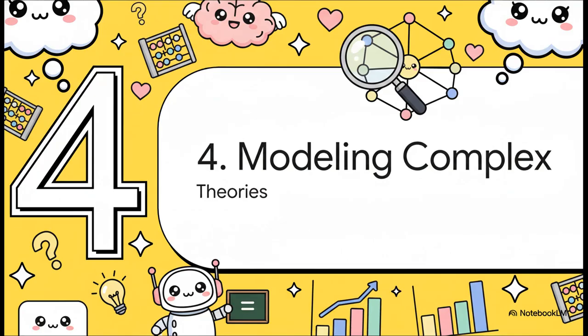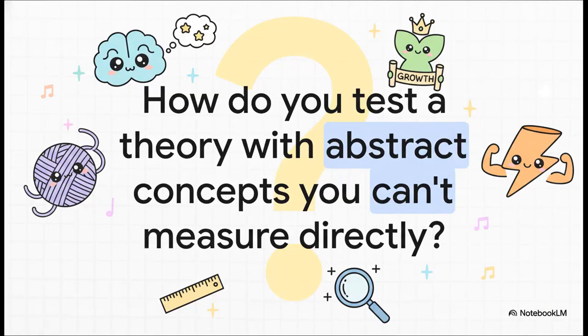Okay, for our last tool, we're going to think really big. I'm talking about testing an entire theory, not just one little piece of the puzzle. You know how researchers love to talk about these big abstract ideas, right? Things like growth mindset or motivation or anxiety. Well, you can't just measure those with a ruler or a single survey question. They're called latent variables. So the real challenge is, how on earth do you test a complex theory that connects all these big, unmeasurable ideas?